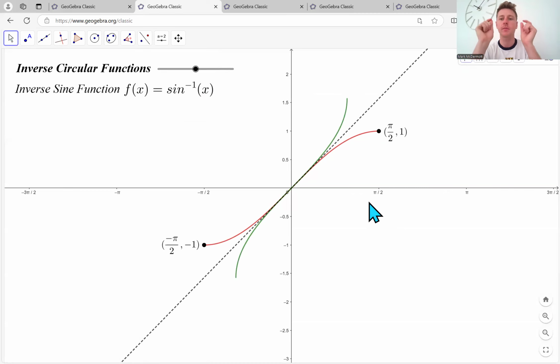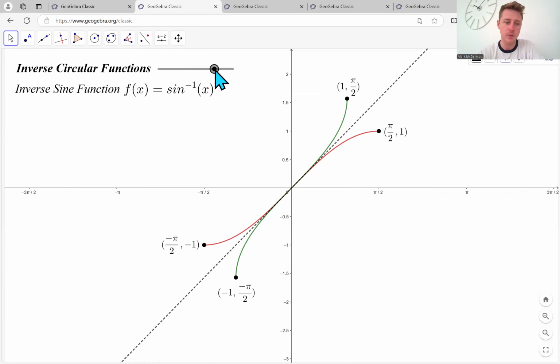Remember, what we did was swap all the x and y values. So if we put the endpoints on this inverse sine graph, the point pi on 2, 1 becomes the point 1, pi on 2. Similarly down here, this endpoint is at negative 1, negative pi on 2. So that is what our inverse sine graph looks like. It sort of goes like this.